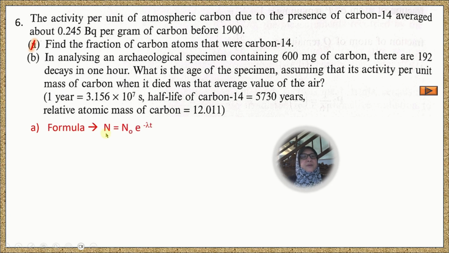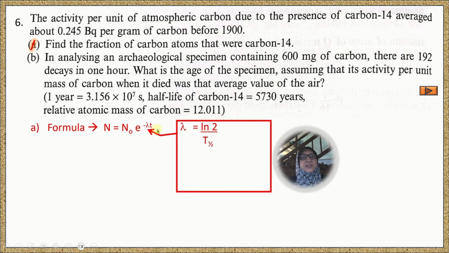From the formula N equals N naught e to the power of negative lambda t, the decay constant lambda is ln 2 over half-life. The half-life is given in years, 5,730 years, so we convert to seconds. 1 year in seconds is 3.156 times 10 to the power of 7 seconds. So we get the decay constant 3.83 times 10 to the power of negative 12 per second.